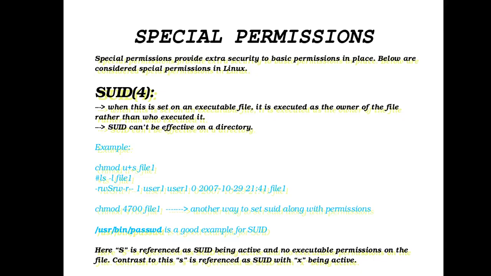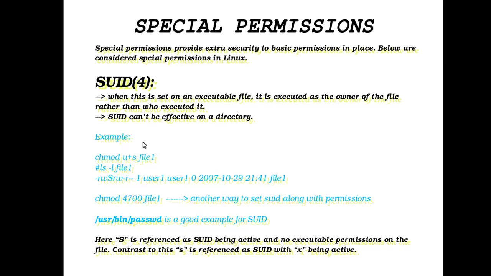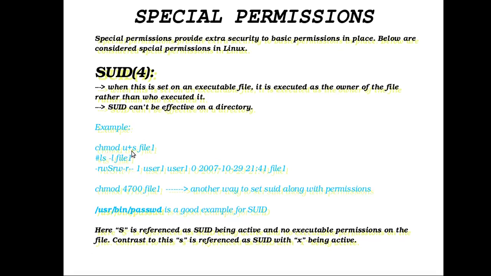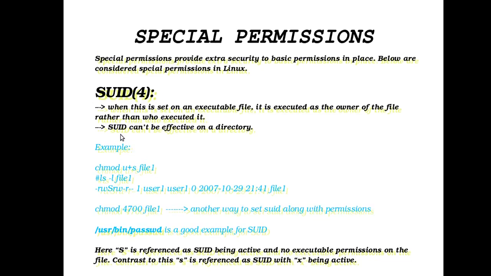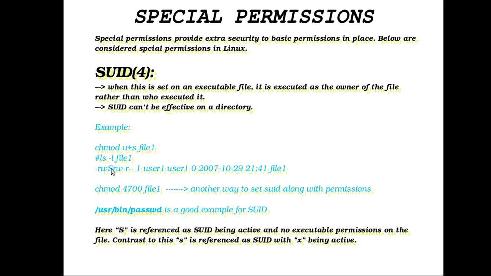So the basic syntax to set an SUID on a file is chmod u plus s and the file, because this is set on the user. And SUID cannot be effective on a directory. And this is how sometimes you would see an uppercase S on a file if there are no executable permissions behind it. One note is that you could also use chmod and a number. Instead of u plus s, you could use a number to set the SUID along with the permissions on a file.